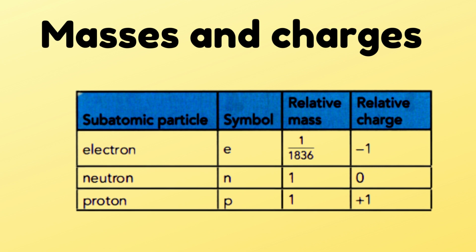And this is giving you the details of the masses and charges of the subatomic particles. Subatomic particle, electron symbol is e, relative mass 1/1836, relative charge -1. Neutron symbol n, relative mass 1, charge 0. Proton symbol is p, relative mass 1, relative charge +1.